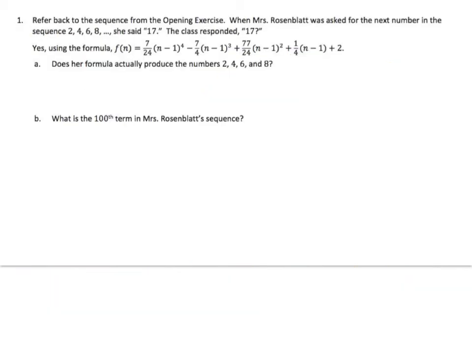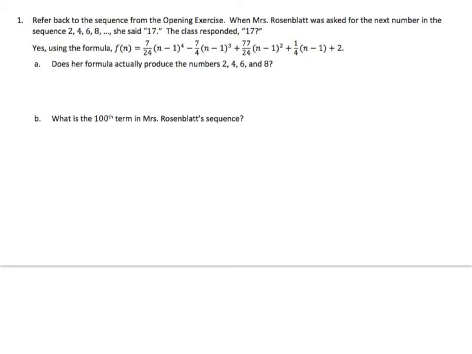Refer back to the sequence from the opening exercise. When Mrs. Rosenblatt was asked for the next number in the sequence, 2, 4, 6, 8, she said 17. The class responded, 17. Yes, using that fancy-dancy formula, she got 17 for the next term. Does her formula actually produce the numbers 2, 4, 6, and 8?